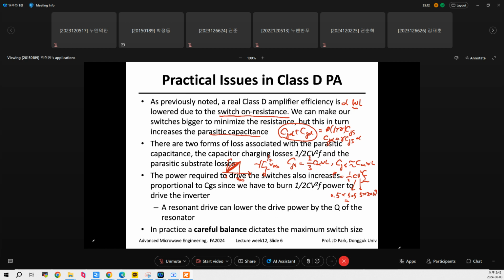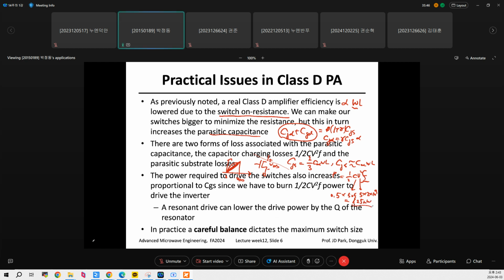Let me calculate. 0.5 multiplied by 50 to the minus 15, multiplied by 5 squared, multiplied by 2 times 10 to the 9, which is 1.25 milliwatt.